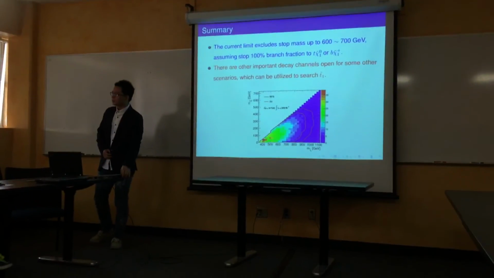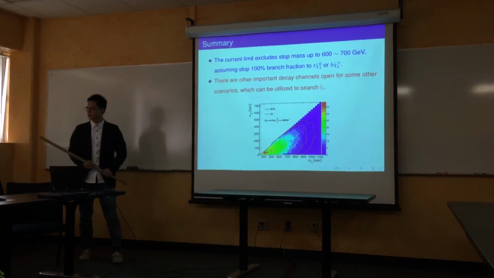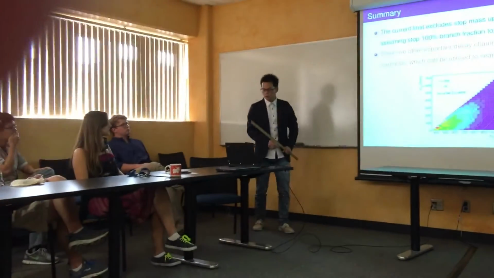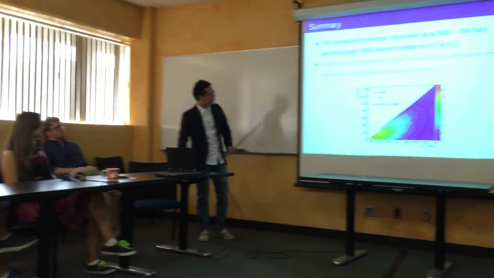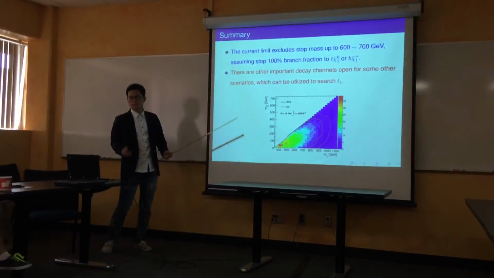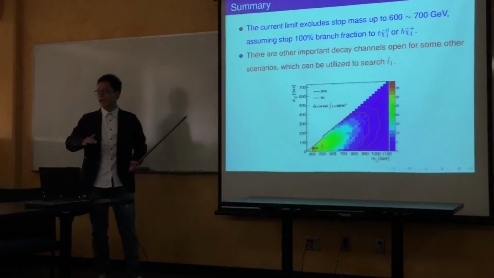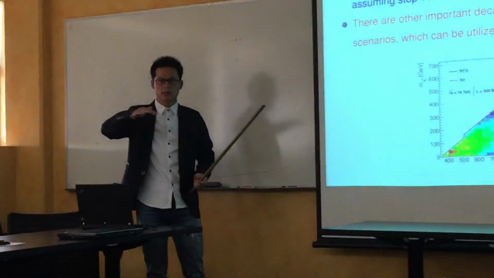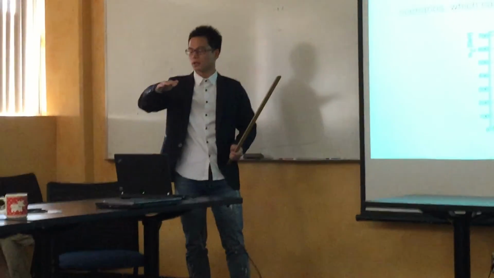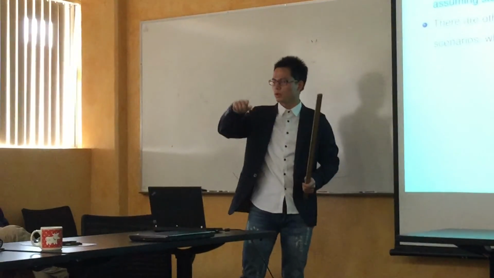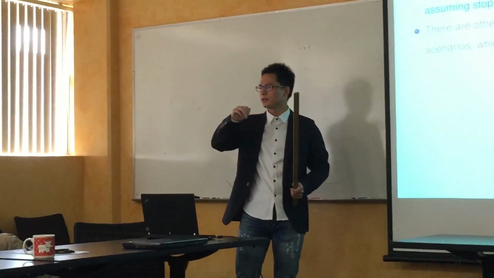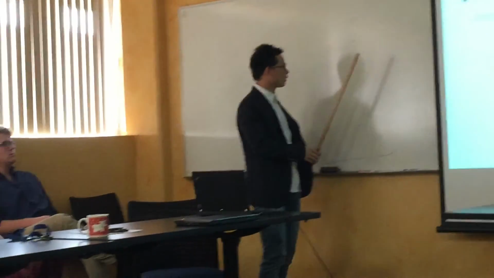Could you explain more clearly what exactly Chi1 and Chi2 are? Oh, the Chi1 is the lightest supersymmetric particle. The Chi2 is the second lightest supersymmetric particle, so the mass will be a little bit higher than the Chi1.